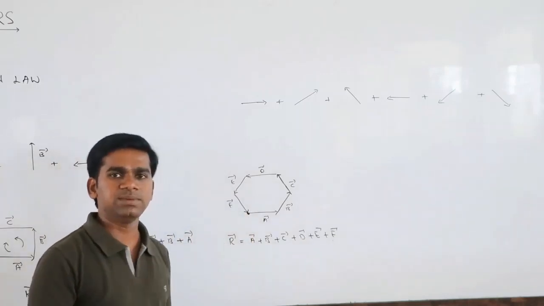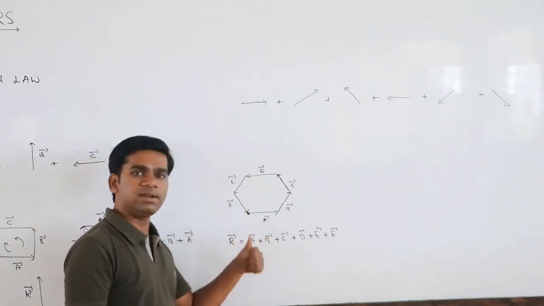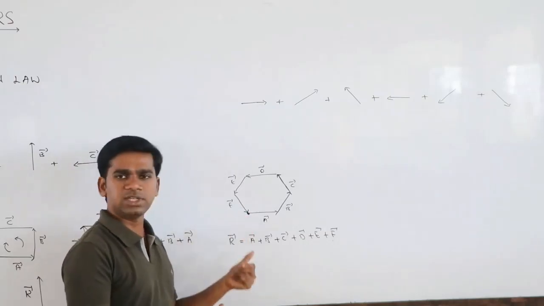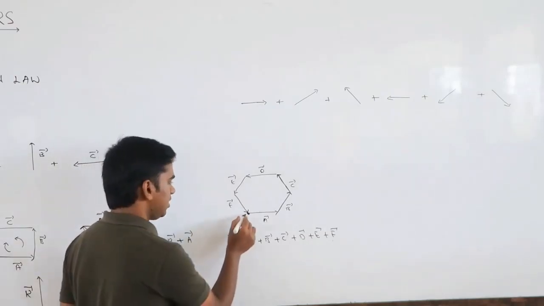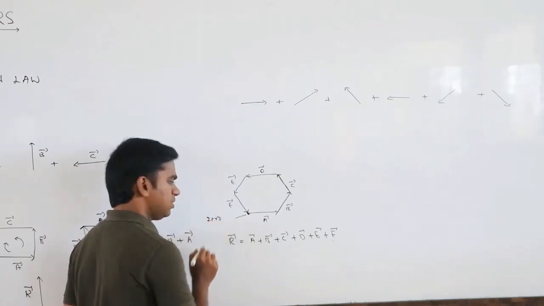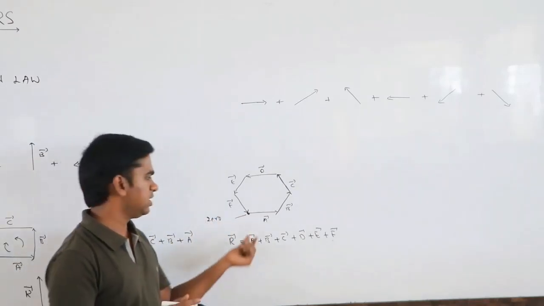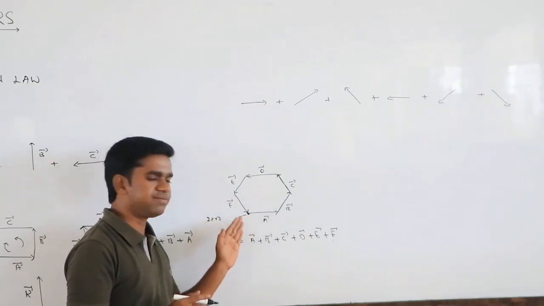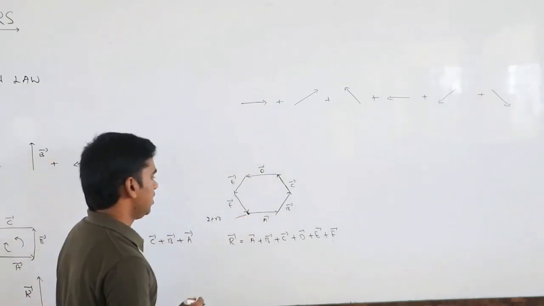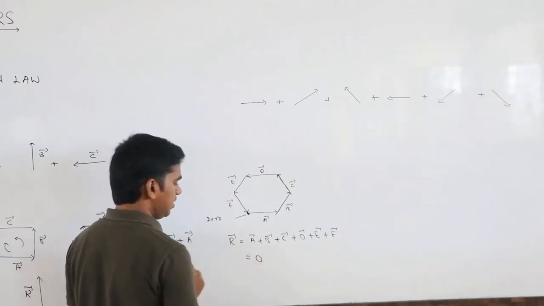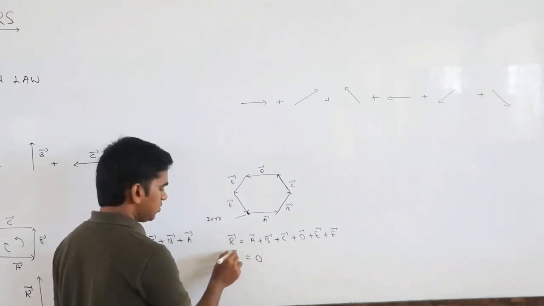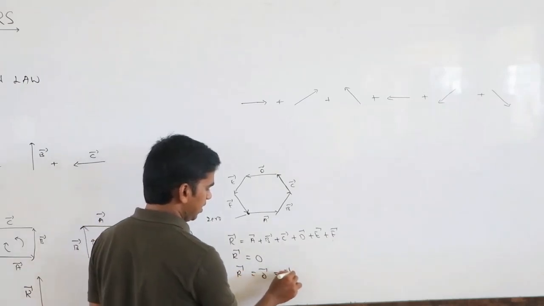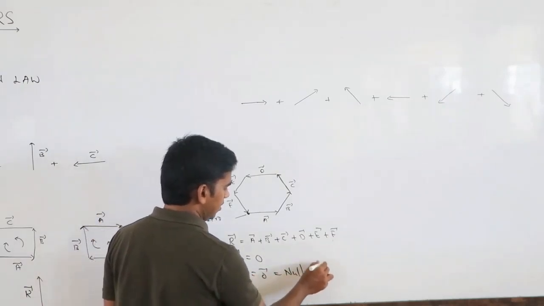Then what is the distance between the tail of the first vector and the head of the last vector? There is no distance, it is 0. So the resultant here is going to be 0, because there is no displacement between the head of the last vector and the tail of the first vector. So the resultant is going to be 0, which means the resultant is a null vector. We can just call it a null vector.